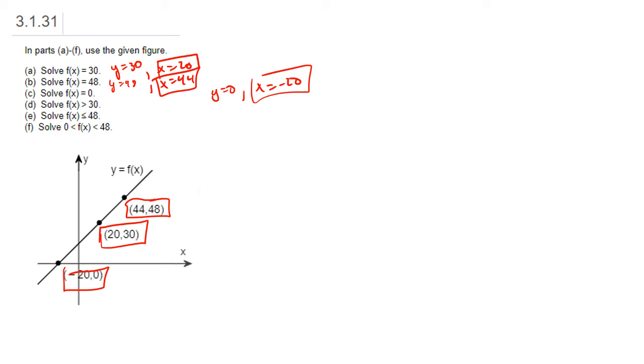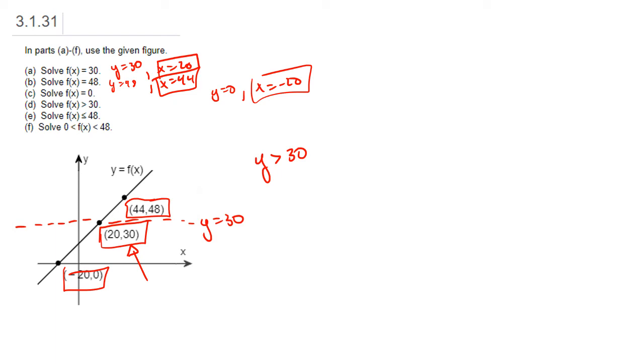Now I want to know, where is f of x bigger than 30? Where is the y value bigger than 30? Now this is the line for y equals 30. Notice I have drawn this line to go through this point because that is a point that is already labeled as having a y coordinate of 30. So now what I want to know is what x values produce y values larger than 30.